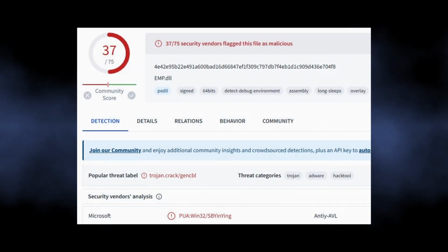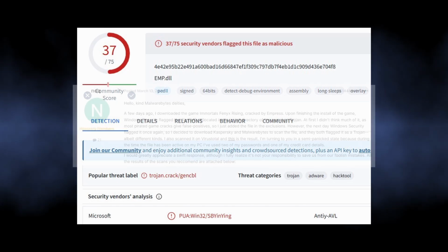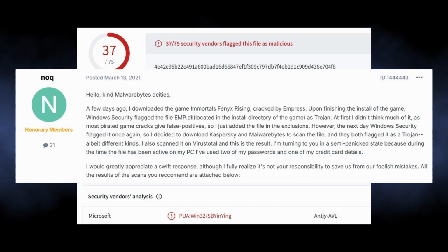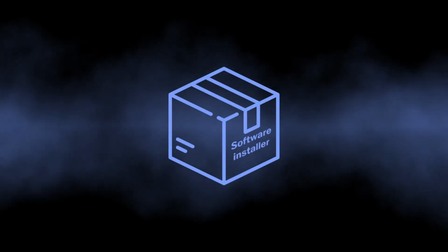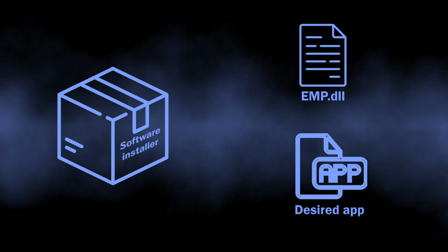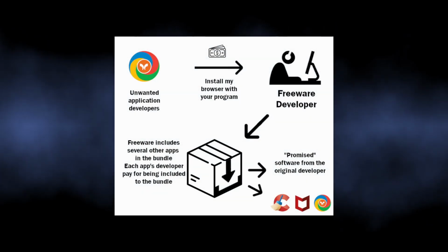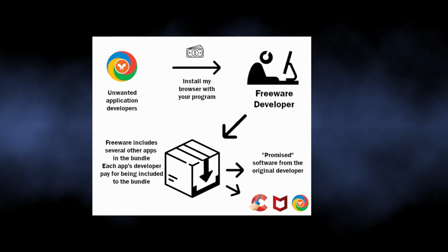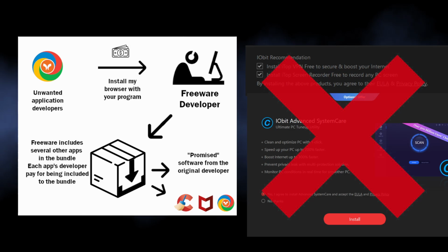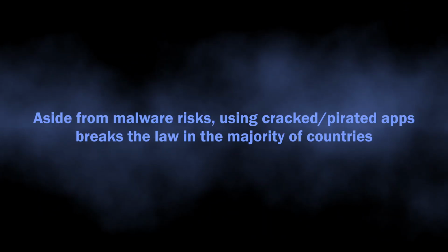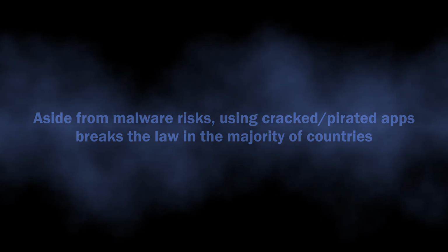As I said, the PUA Win32 SBYinYing adware hides in the emp.dll file, which in turn typically sits among the files of cracked games or programs. Once you install such an application, it will extract this DLL file and launch even before you run the app. And contrary to software bundles that are often seen with pirated programs as well, there is no way to disable its installation, so you end up with the one anyway. That is, aside from the fact that using pirated programs breaks copyright law in quite a few countries.